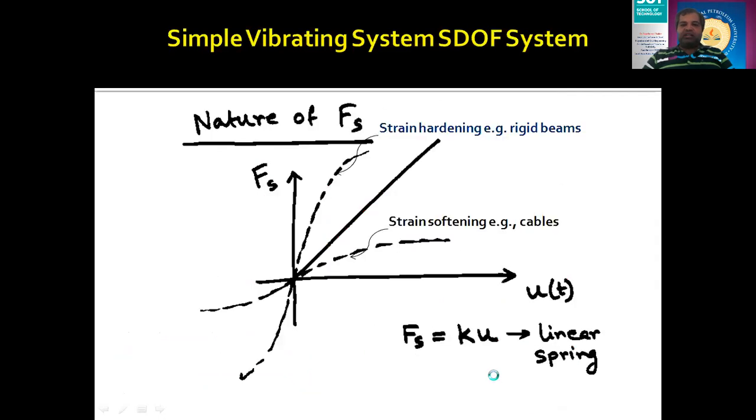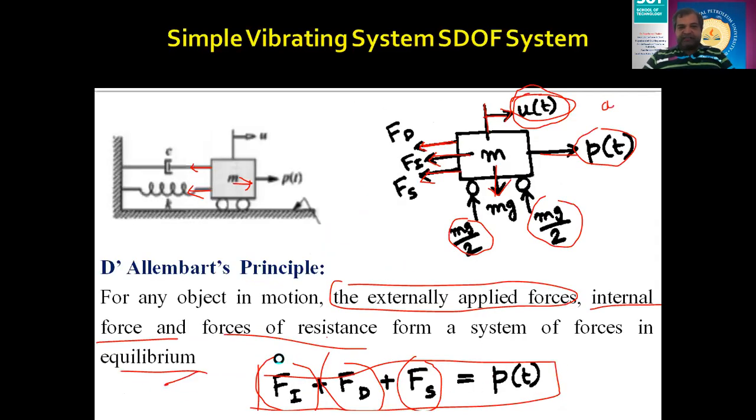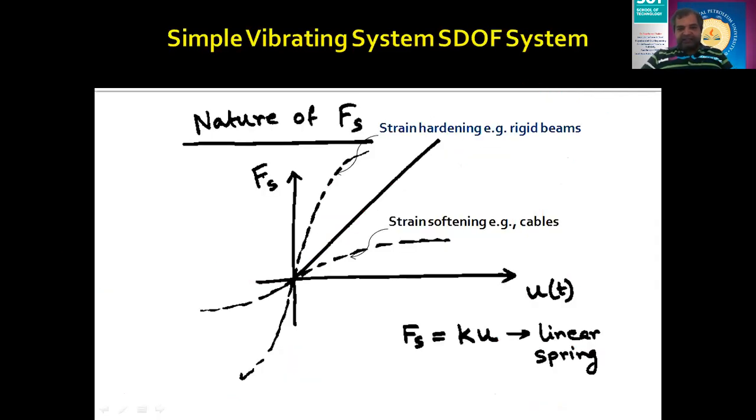Now let us define another quantity, which is Fs, the spring force. I am drawing the graph between Fs and u of t. As you know, the relation of stiffness K is the force divided by the displacement. I am taking the force in terms of Fs, and the displacement as u. So I am going to draw this particular curve, Fs versus u of t. If you plot this curve, then the slope of this curve will give you the value of stiffness K.